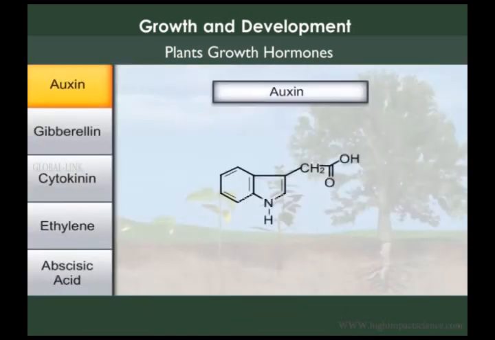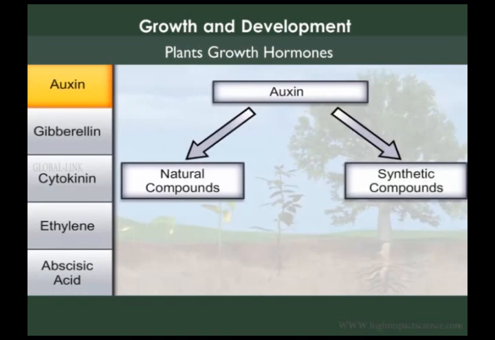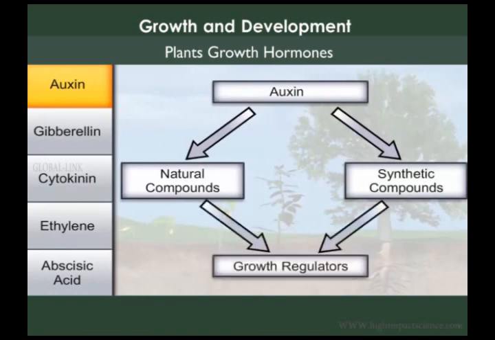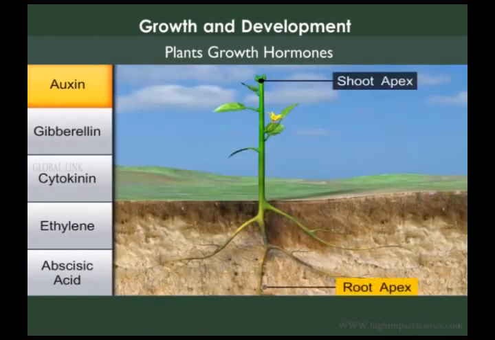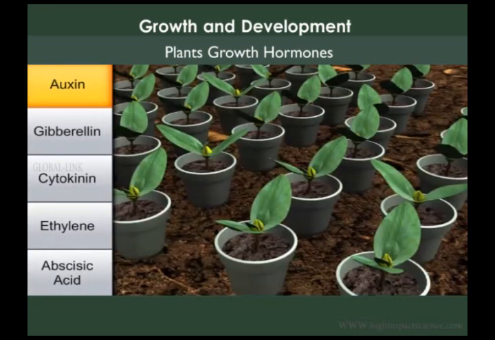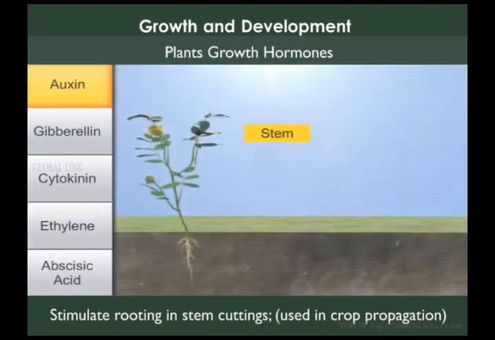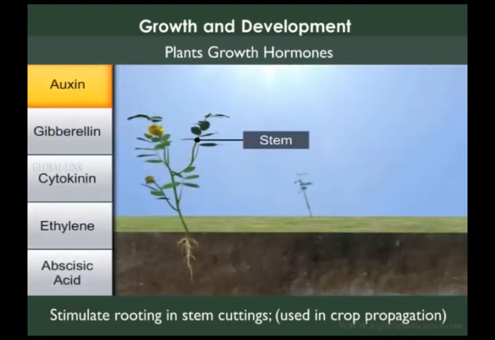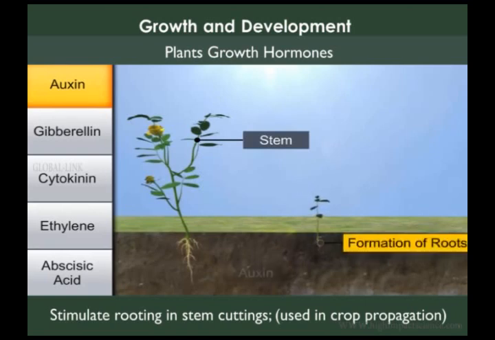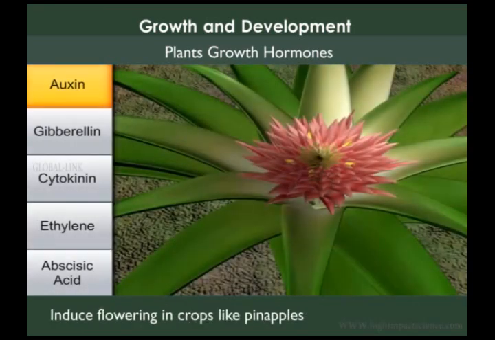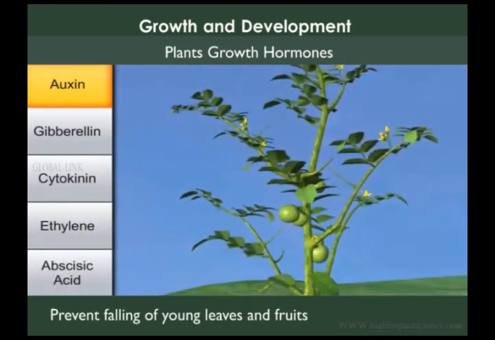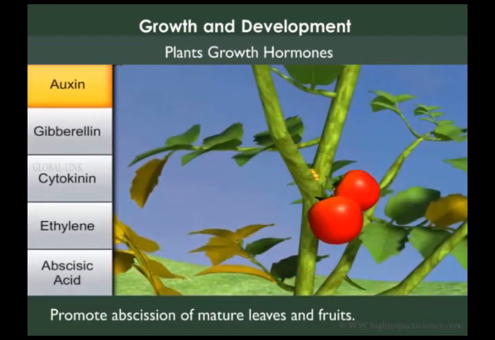Auxin is a generic name for all natural and synthetic compounds with definite growth regulating features. The most common auxin is indole acetic acid produced at the apex of the stems and roots. Auxins are used in crop propagation because they cause rooting in stem cuttings. They also induce flowering, as in pineapples, prevent falling of young leaves and fruits, and promote abscission of mature leaves and fruits.